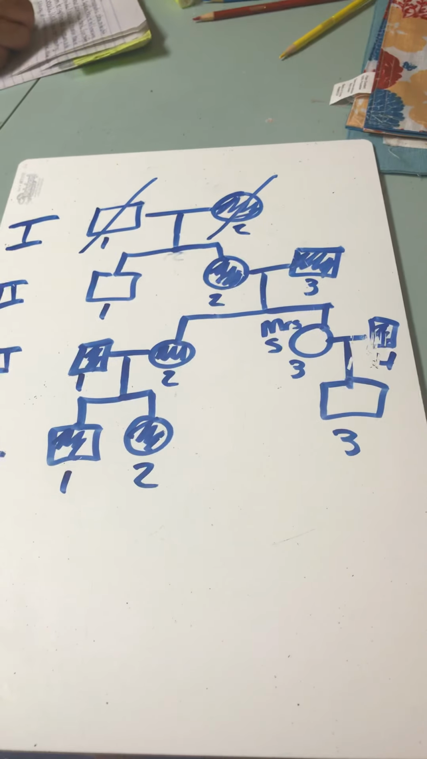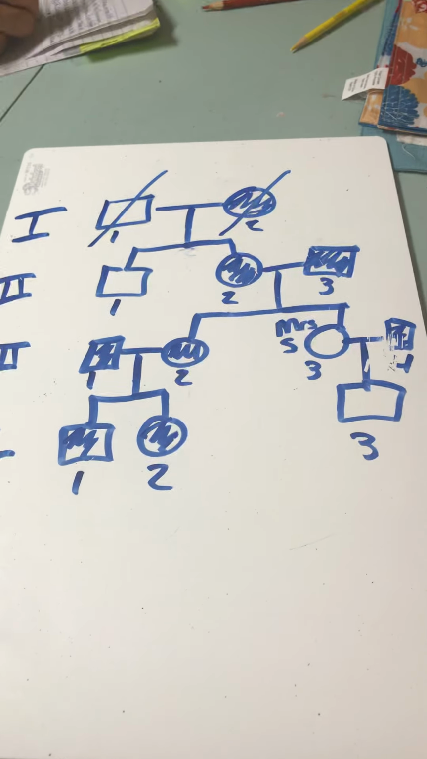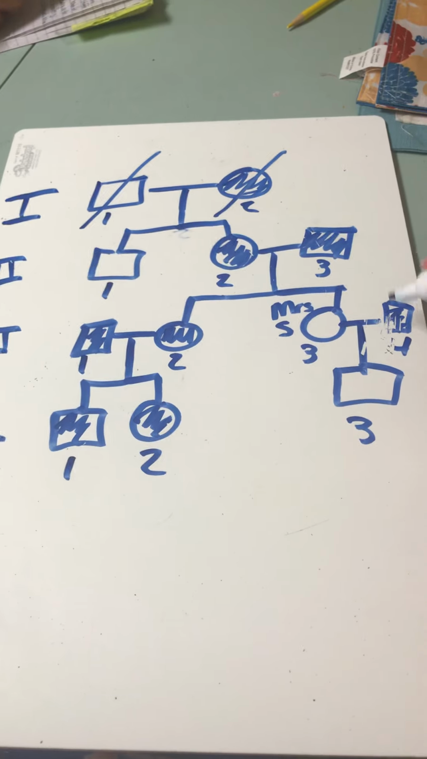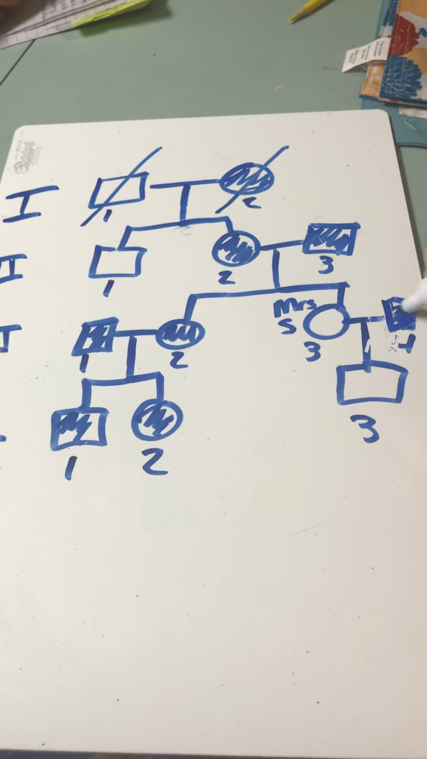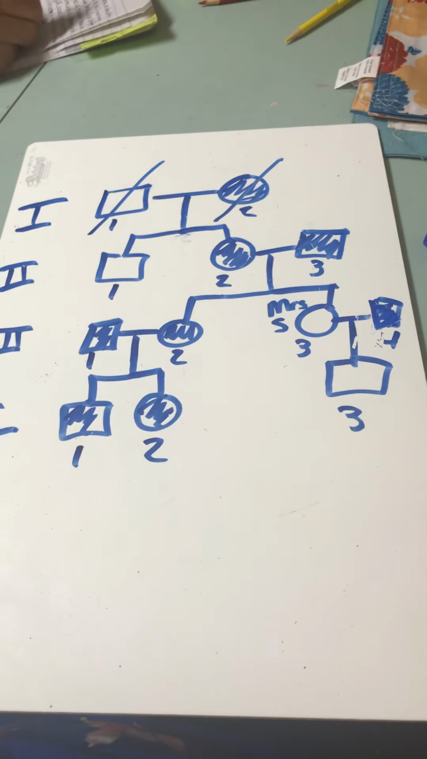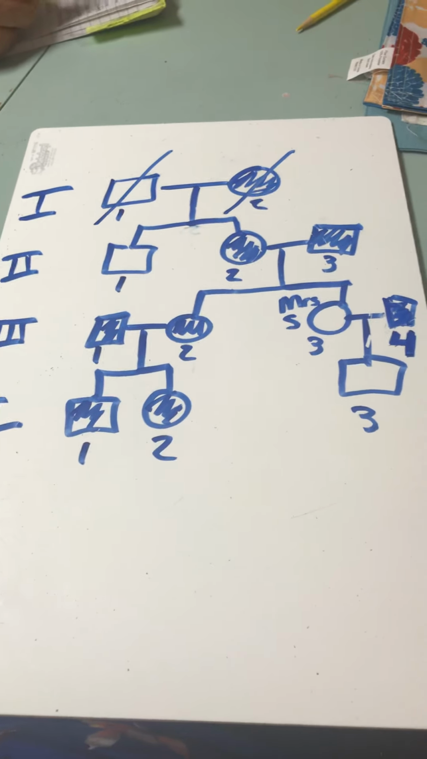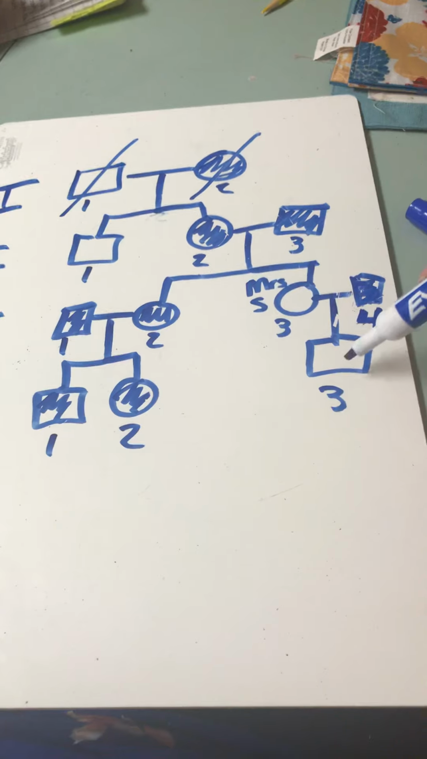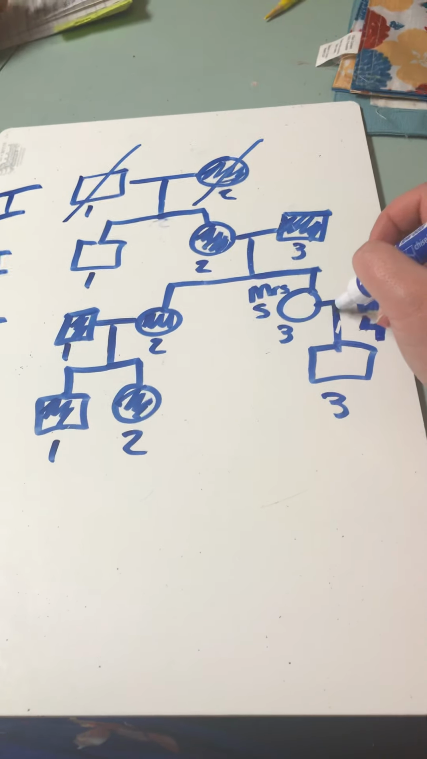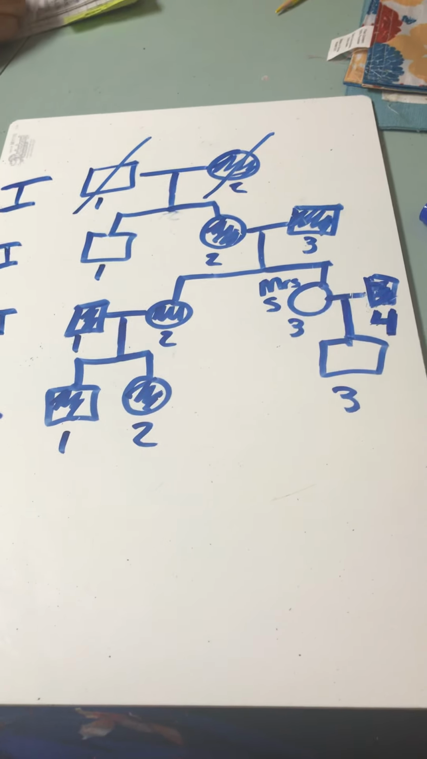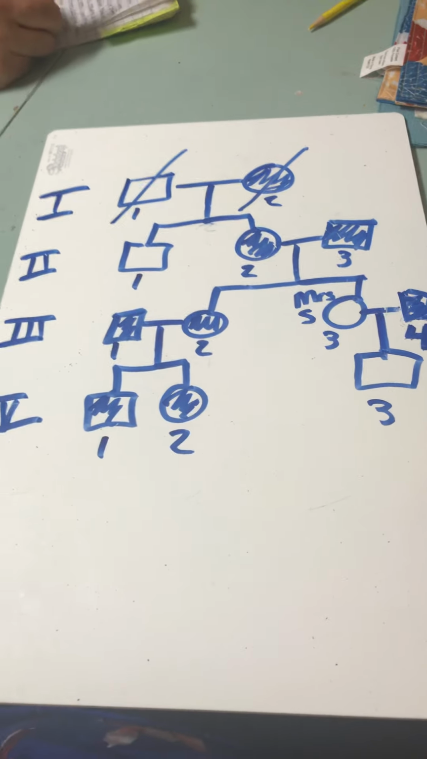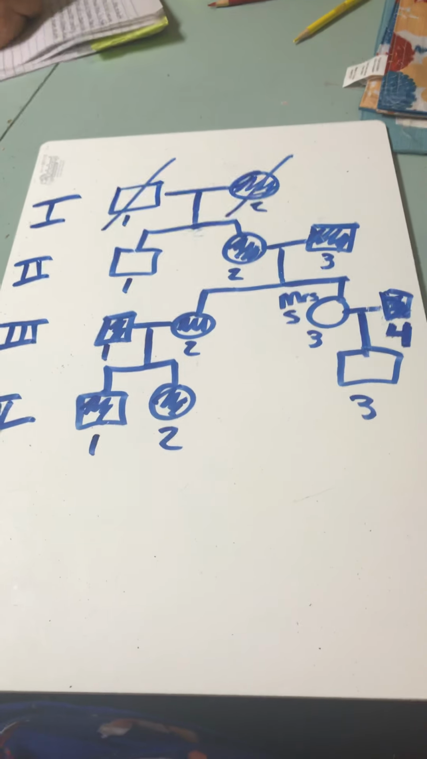When I did this, I looked at the trait of being able to roll your tongue. If you look through, pretty much everyone in my family can roll their tongue, so it is a dominant trait. I cannot. I don't know about my son yet. He's too little to do it. But that is how you do pedigrees.